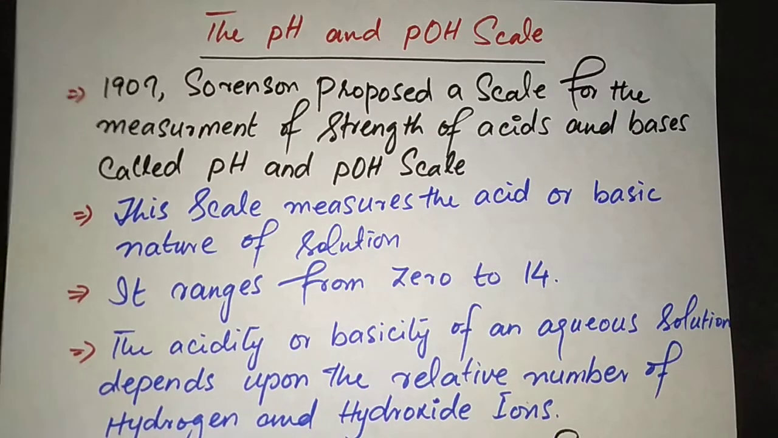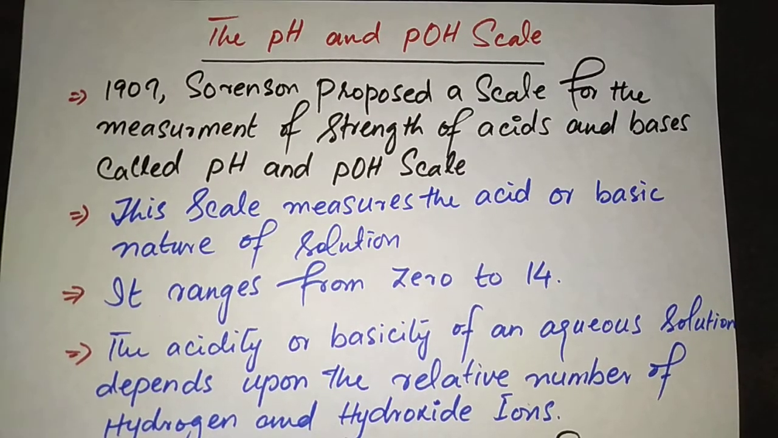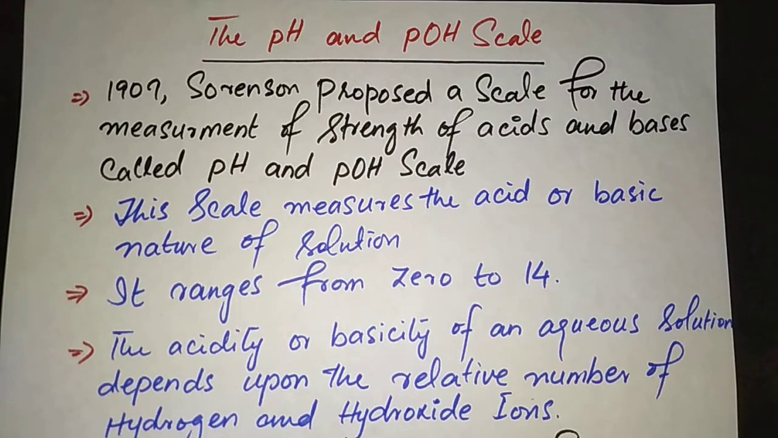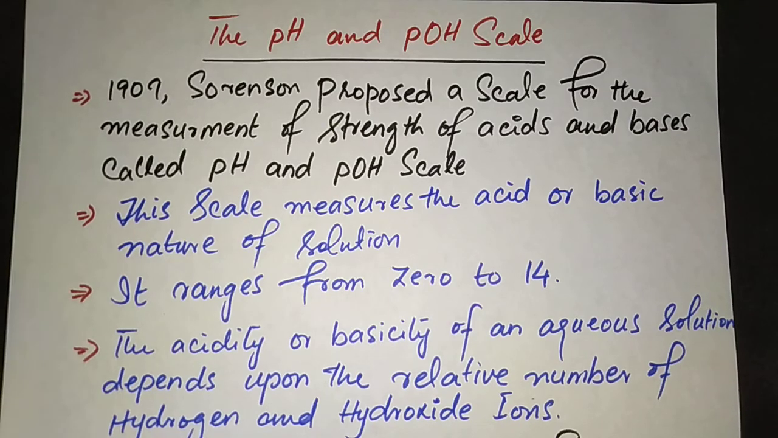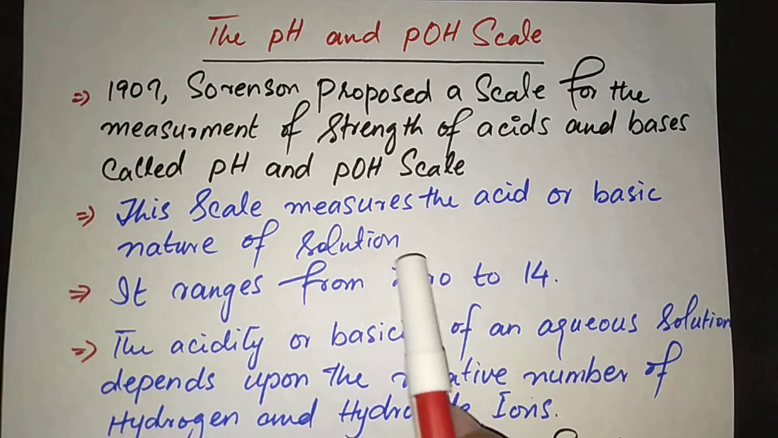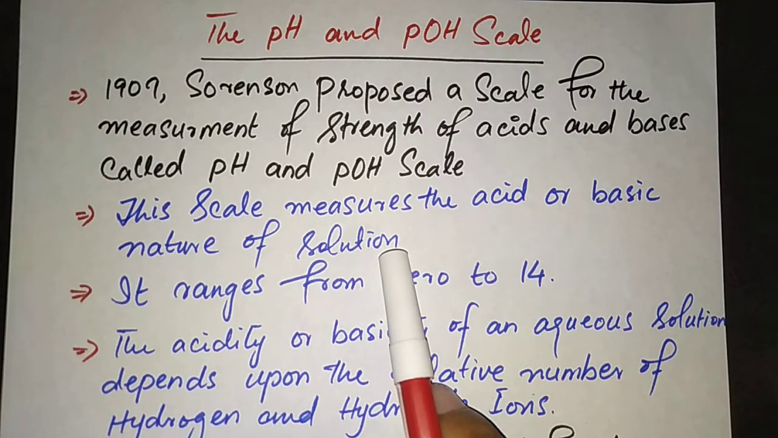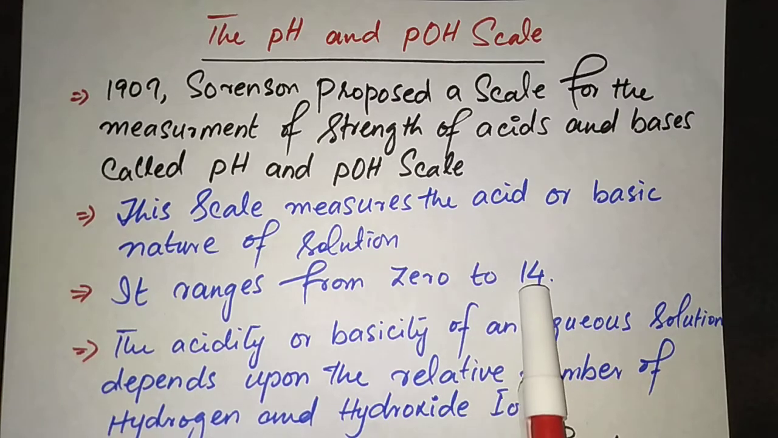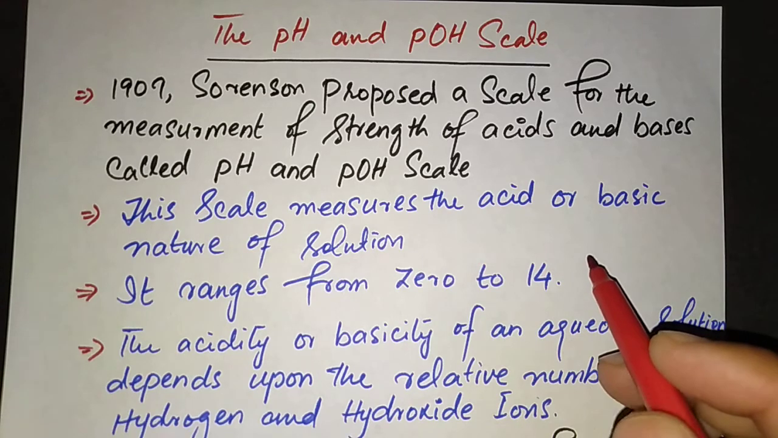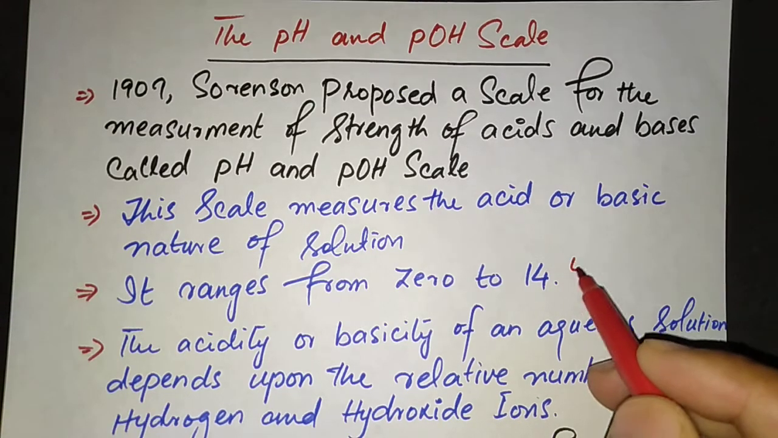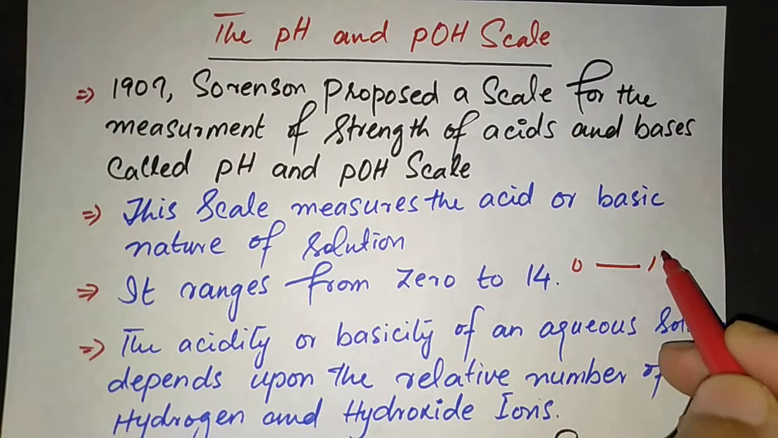In 1909 Sorensen proposed a scale for the measurement of the acid or base nature of the solution. With the help of that scale, you can measure the nature of a solution, whether the solution is acidic or basic. Basically, the scale ranges from 0 to 14. It's a simple straight scale, just like your normal scale, 0 to 14.